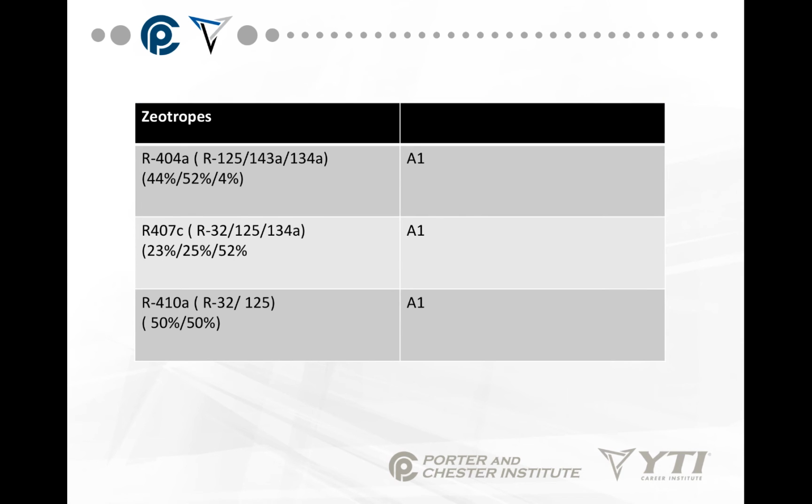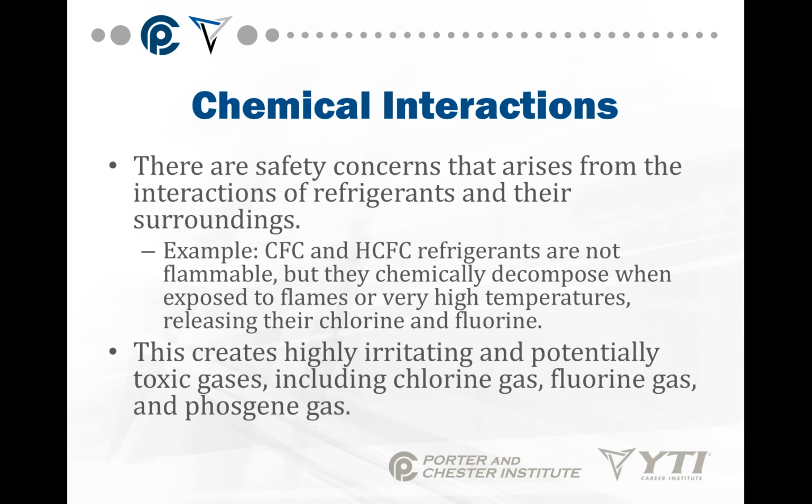Okay, so again, all of our mixes, our 134As, our R407s, R410As, are pretty much in the A1 classification. Again, lower toxicity. They can still kill you if you're in a room full of them and don't have oxygen, and low flammability. We don't have to worry about refrigerants for the most part if it's an A1 catching on fire burning. We do have some safety concerns that arise from the interactions of refrigerants.